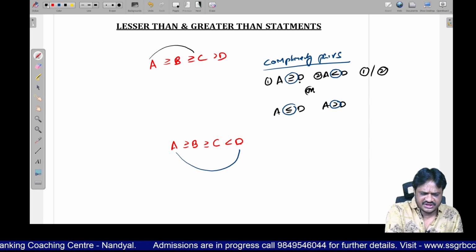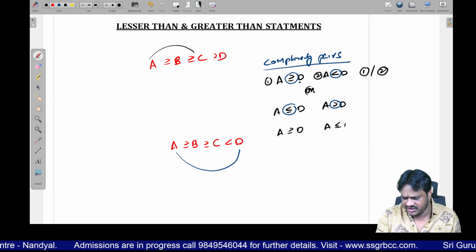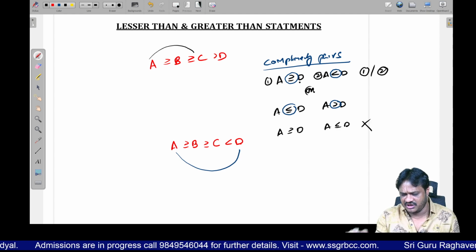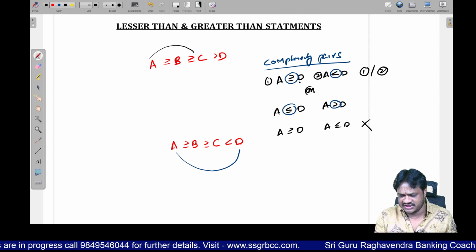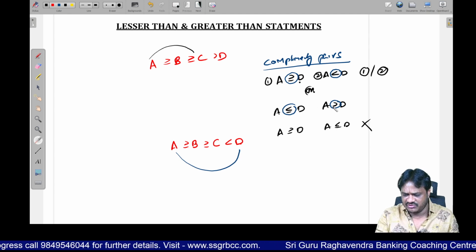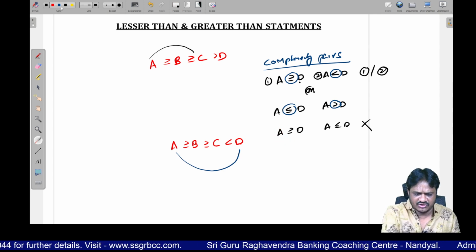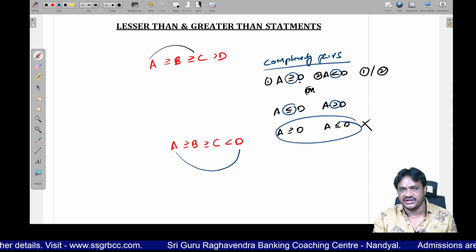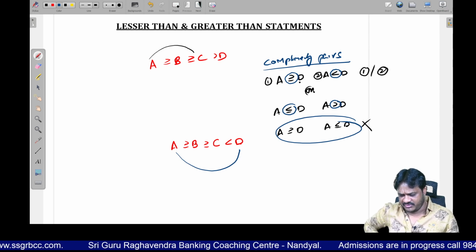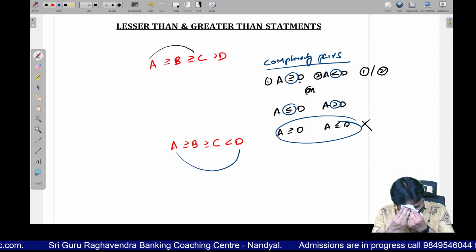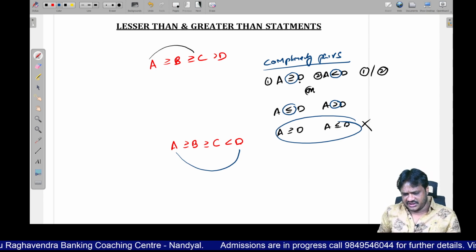If you see one more example, A greater than or equal to D, A less than or equal to D. This is not a complementary pair. Only A greater than or equal to D, A less than is a complementary pair, or A less than or equal to D, A greater than is a complementary pair. But A greater than or equal to D and A less than or equal to D, this is not a complementary pair. So that we have to keep in mind. Now, this is the main concept in syllogisms, not greater than, lesser than.